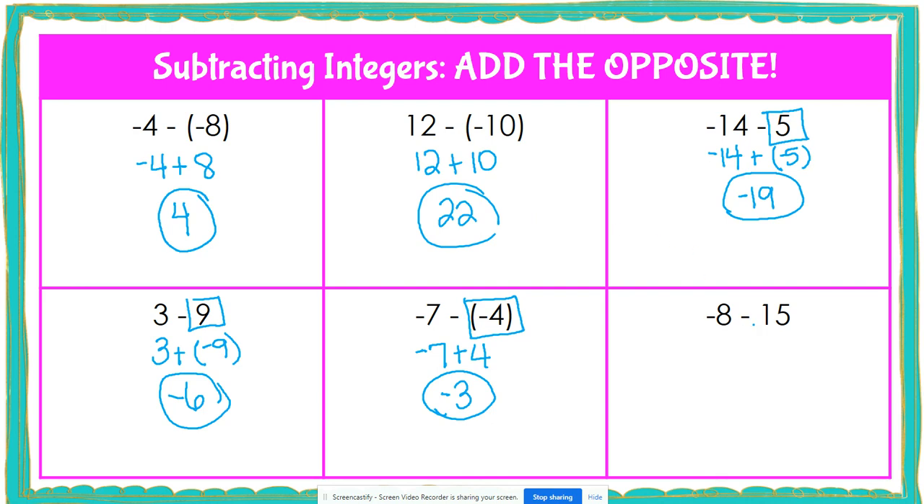Next, I have -8 minus 15. I'm going to rewrite this as an addition problem, so -8 stays the same. I'm going to change subtract to add, and then I need to find the opposite of 15. The opposite of 15 is -15. Now I see that I have an addition problem with like signs, so I'm just going to add my absolute values. 8 plus 15 gives me 23, and I keep my negative sign.